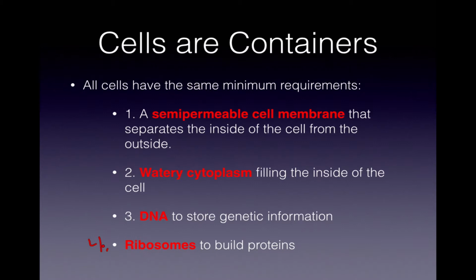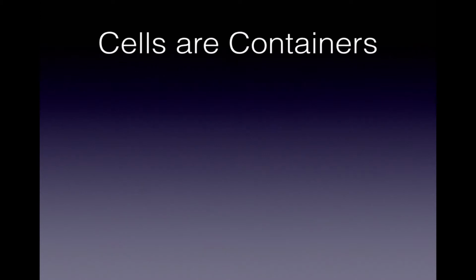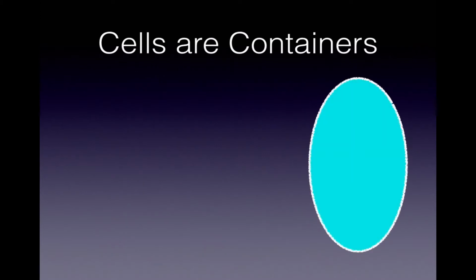Number 4, all cells need ribosomes. Ribosomes are these small RNA-based structures that are the machinery, so to speak, that cells use to build proteins out of amino acids. All right, so let's graphically represent this.